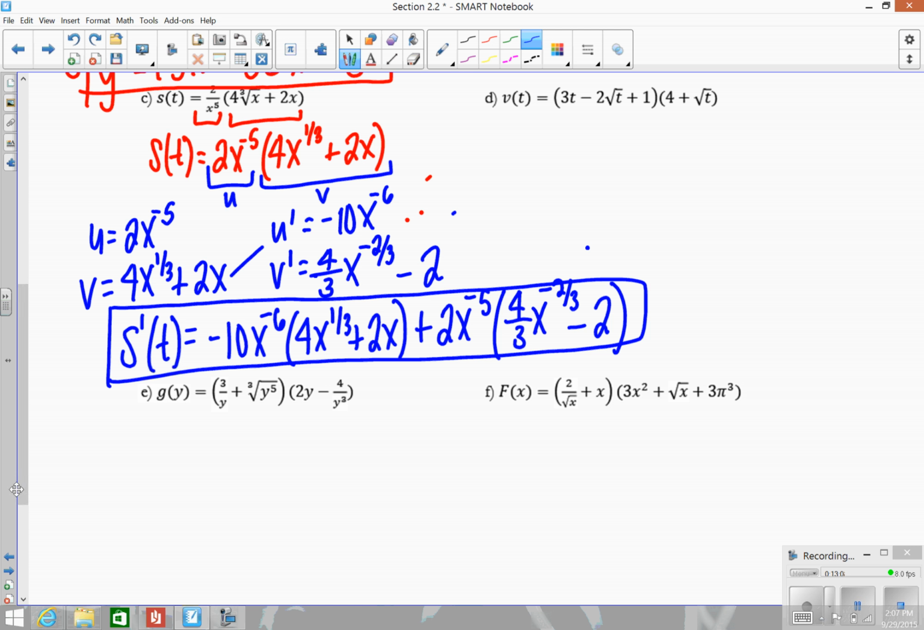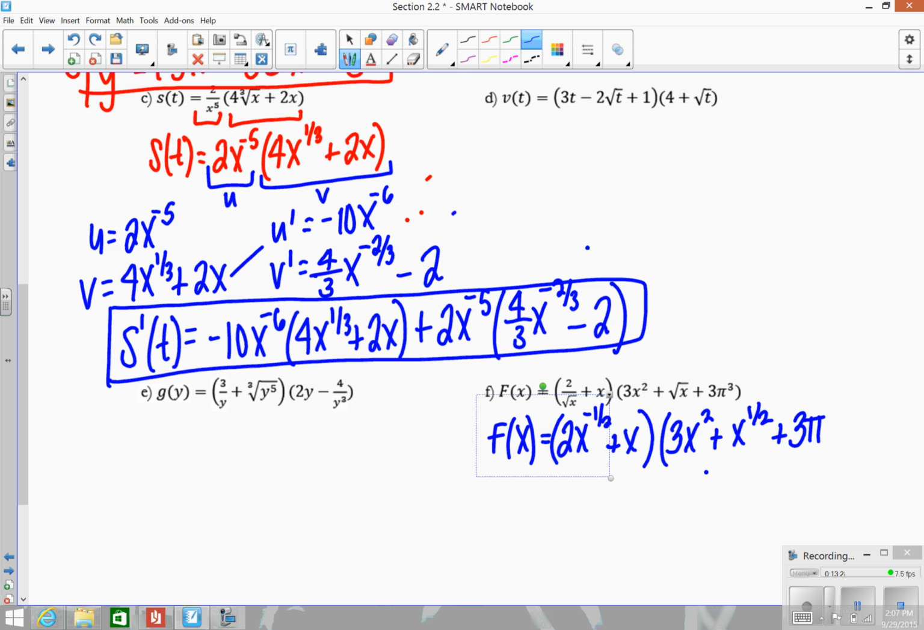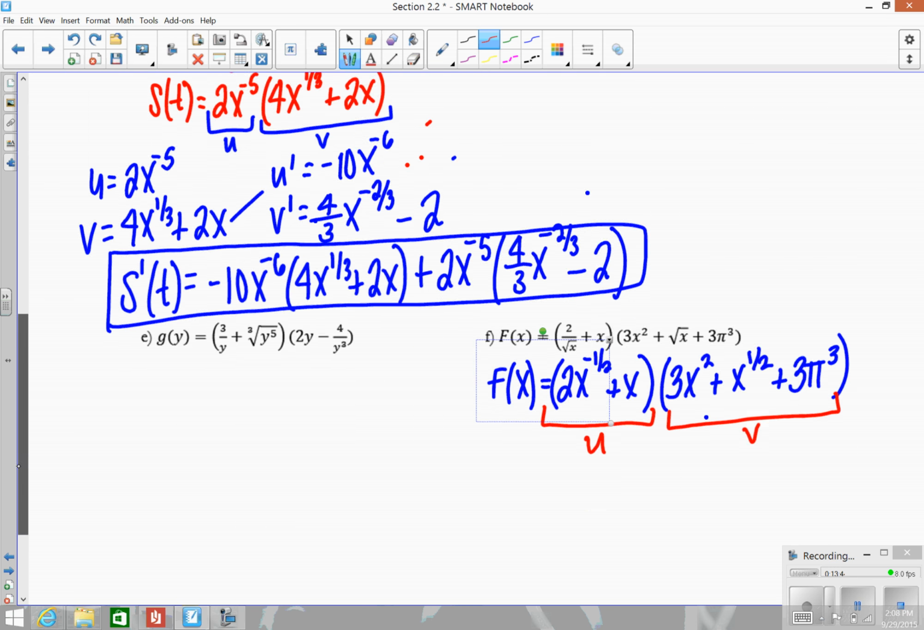So if we look at F, first thing is going to be a rewrite step. So we have, this is going to be 2x to the negative 1/2 because it's a root, so it's 1/2, plus x. Then this is going to be 3x squared plus x to the 1/2 plus 3 pi to the third. So now we're going to go ahead and set one piece equal to u, the other piece equal to v. Like I said, you could try to multiply this out, but I just think it gets really complicated, so it's better off just going right into product rule. It makes it a little bit easier.